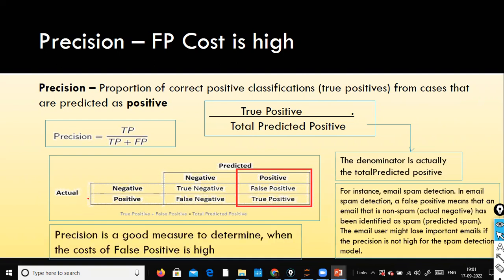What is the example for this? Spam detection, right? We want to detect spam, but what happened? We could see that 5 emails were wrongly detected as spam. Spam detection is a false positive case, right?